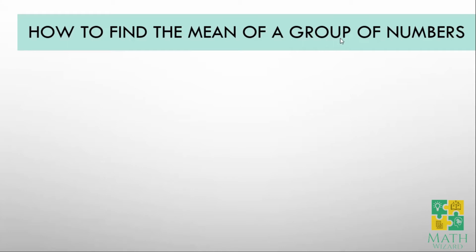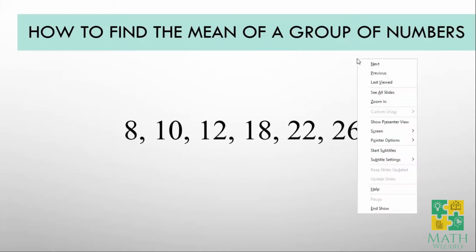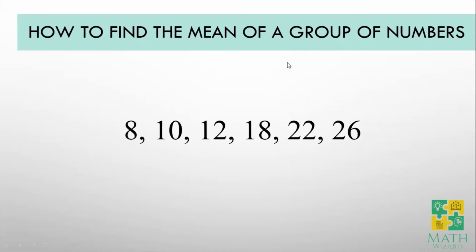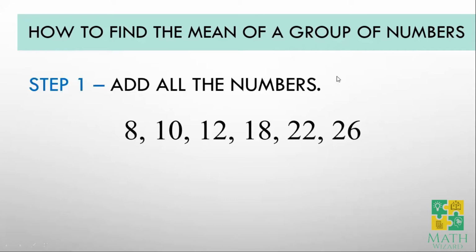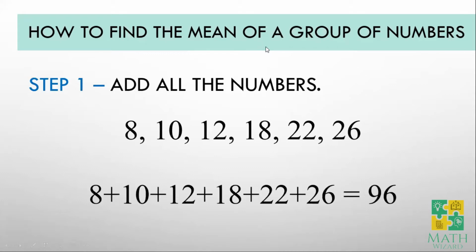So to be more specific, what are the steps in finding the mean of a group of numbers? For step 1, let's say given a set of numbers 8, 10, 12, 18, 22, and 26, the first step to get the mean is to add all the numbers. Adding all the numbers, that is 8 plus 10 plus 12 plus 18 plus 22 plus 26, that would equal 96.